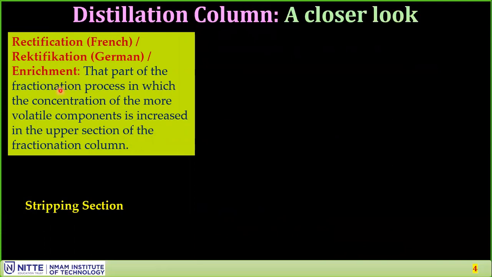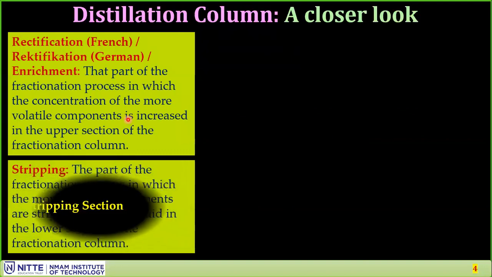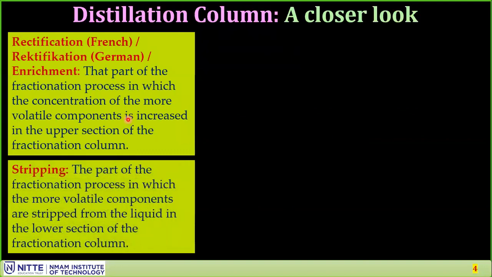It's that part of the fractionation column or the process in which the concentration of the more volatile component is increased in the upper section of the fractionation column. So in the fractionation column upper section, the concentration of the more volatile component in the vapor is increased in this case. Whereas in the stripping section, the part of the fractionation column in which more volatile components are stripped from the liquid phase in the lower section of the fractionation column. So in the stripping section, the more volatile component is removed.